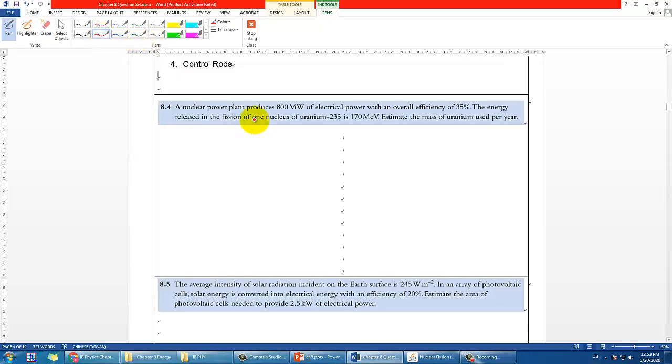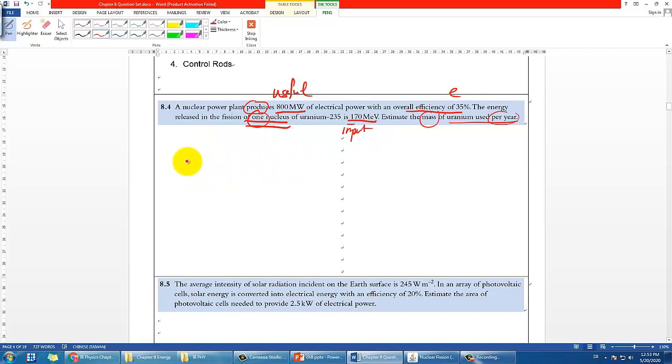A few moments later. Okay, so in this question, they told us 800 megawatts is something you produce, so it will be the useful power of the power plant, but it has a certain efficiency, and then the energy you can release from the fission of one nucleus of uranium is this one. So this is more like the input, okay, but it is for one only. You have to calculate the mass of uranium you need for 1 year.